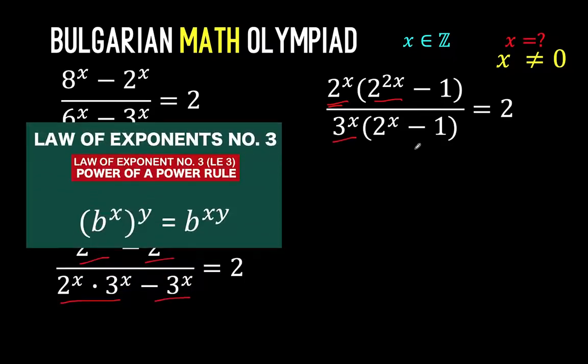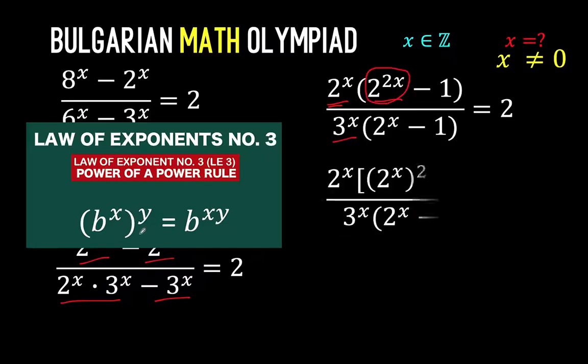Next, let's recall again the power of a power rule of exponentiation. We want this because we can re-express this part here by using the converse of the law of exponent number 3. Applying the converse of this law of exponent, this is what we have: (2^x) all raised to the second. That is applying this power of a power rule of exponents and the commutative property of multiplication.